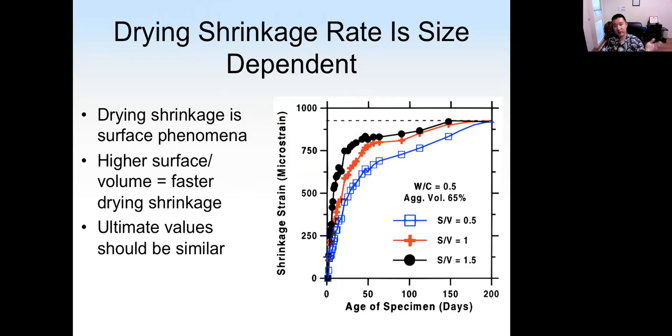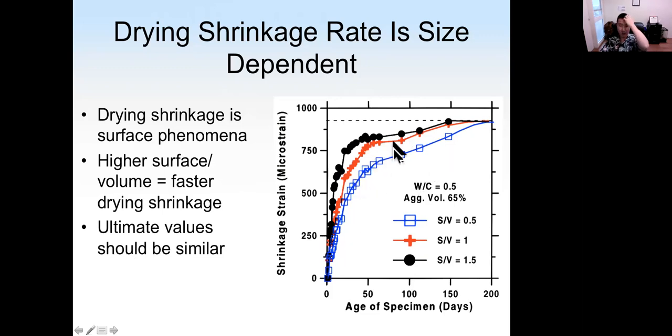So drying shrinkage is, the rate of drying shrinkage is size dependent, because drying shrinkage is a surface phenomenon. The water needs to be lost to the atmosphere. So the higher the surface to volume ratio, the faster the drying shrinkage will be. Okay. However, the ultimate value of drying shrinkage will be the same, as we can see from here.